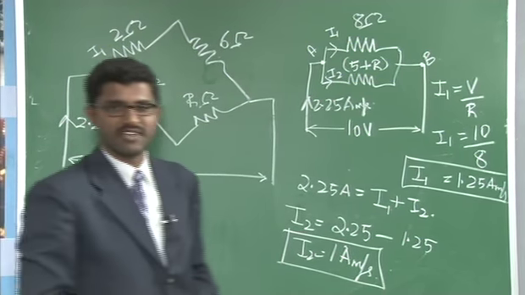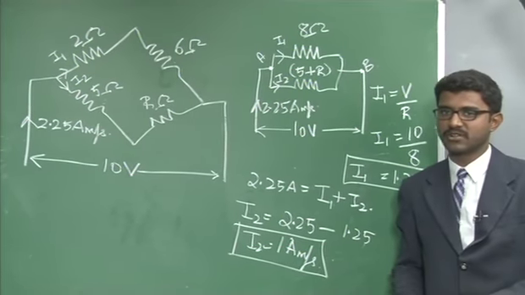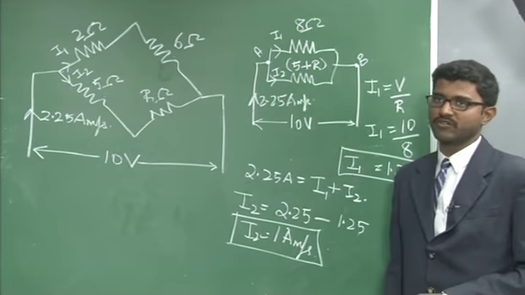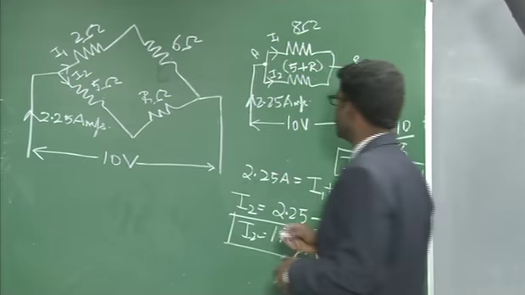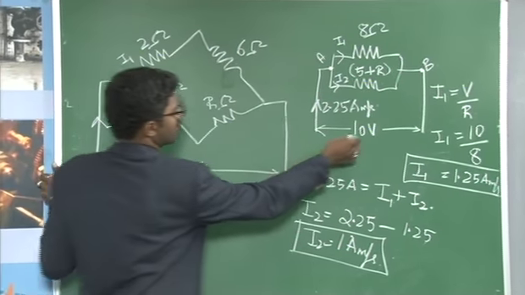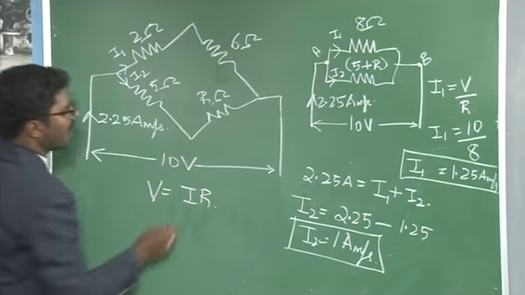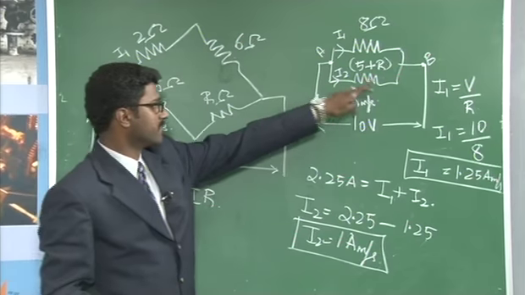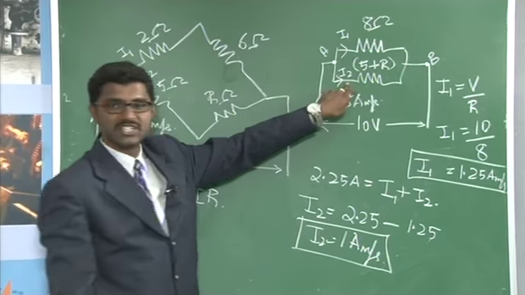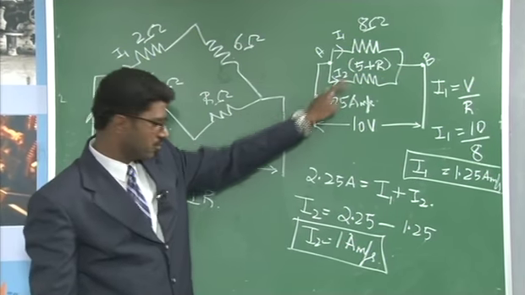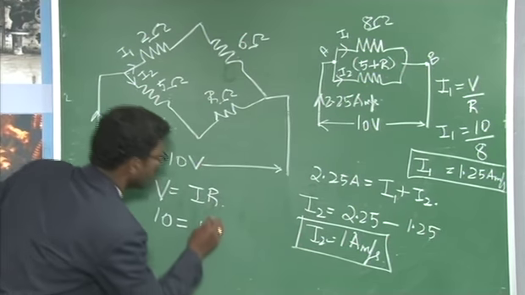Now we have determined I1 and I2, and the question also states that you need to determine the value of the unknown resistance R in this branch. Once again you use Ohm's law, that is V is equal to I into R. The voltage applied at this node with respect to B is 10 volts, which is equal to the current flowing in this branch, I2, which we have already calculated as 1 amp, into the resistance.